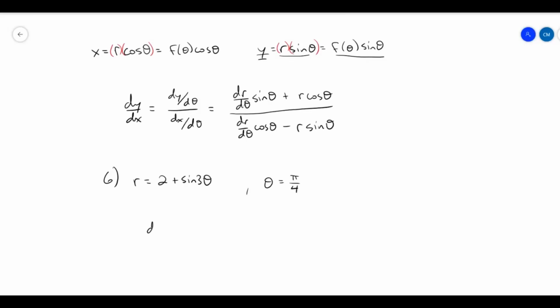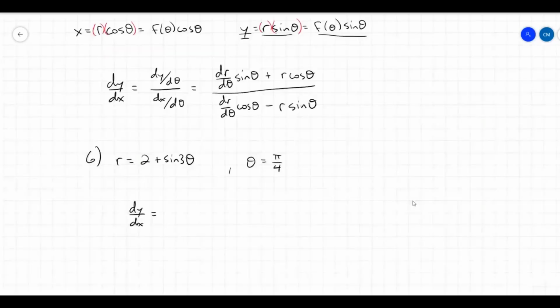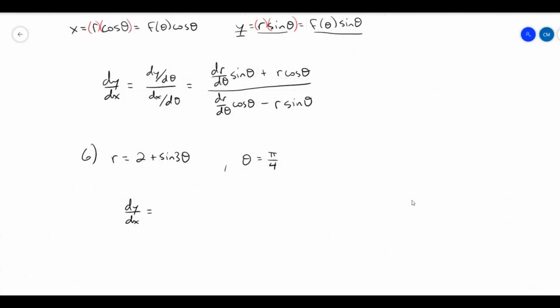So again, this is graphically speaking, so I would be looking at the xy coordinate system, and so I have to be thinking about what is dy dx. That's the only thing that's going to show me physically what the tangent line is actually going to look like. And so to find that, I need dr d theta, right? What's dr d theta? It's going to be 3 cosine 3 theta. I'm just looking at the derivative of that thing. The derivative of 2 is just 0, and then the derivative of sine 3 theta is 3 cosine 3 theta.